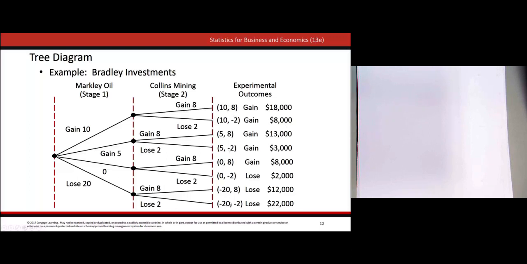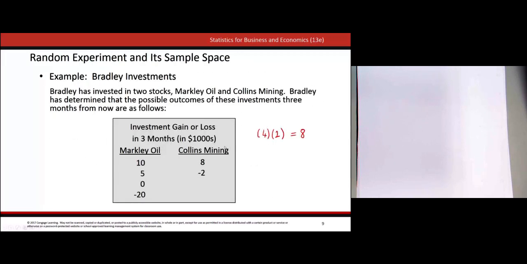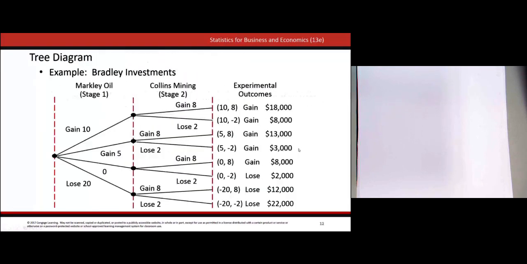So as you see, we have 8 outcomes. If you look at here, it may appear that we have 6 outcomes, but Bradley has invested in 2 stocks at the same time. So this can also be considered as a multiple-step experiment. Investing in Mark Lee's may be considered as the first step. Investing in Collins Mining may be considered as the second step. So the total number of outcomes is 4 times 2. It's not 4 plus 2. It's 8 outcomes. And you can see that we have 8 outcomes here from this investment.